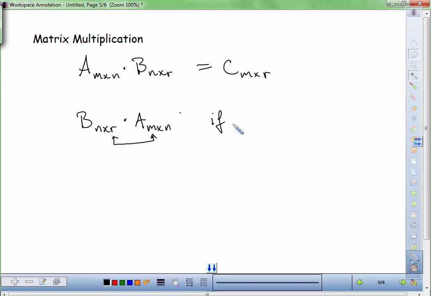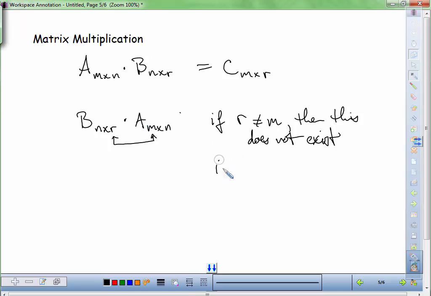So let's say R is not equal to M, then this does not exist. Just like the addition, they have to be the same size. For multiplication, the number of columns of the first matrix has to equal the number of rows of the second matrix. And if they're not equal, then you can't do the multiplication.